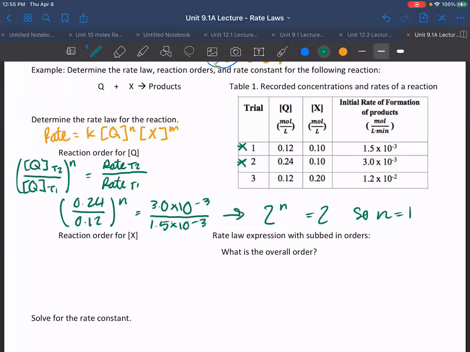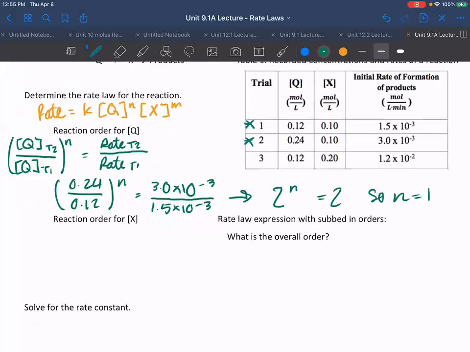Now let's figure out the order for X. For X, we're going to use trials 1 and 3, and so we are going to put trial 3 over trial 1 in this case. So we have the concentration of X from trial 3 over the concentration of X from trial 1 to the mth power, equal to the rate of trial 3 over the rate of trial 1.